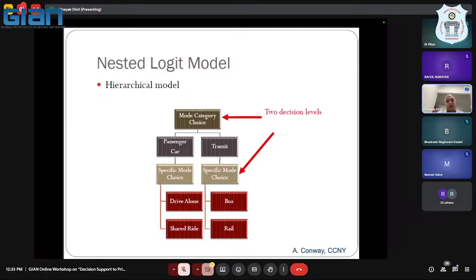So the first level is whether I'm going to choose a car or a transit. But once I choose a car, should I be driving alone or should I do a ride share? If I choose a transit, should I take a bus or should I take rail? If I choose bus, should I take a red bus or should I take a blue bus? Or should I take a luxury bus? So that's how it works. It's called a nested logit model.